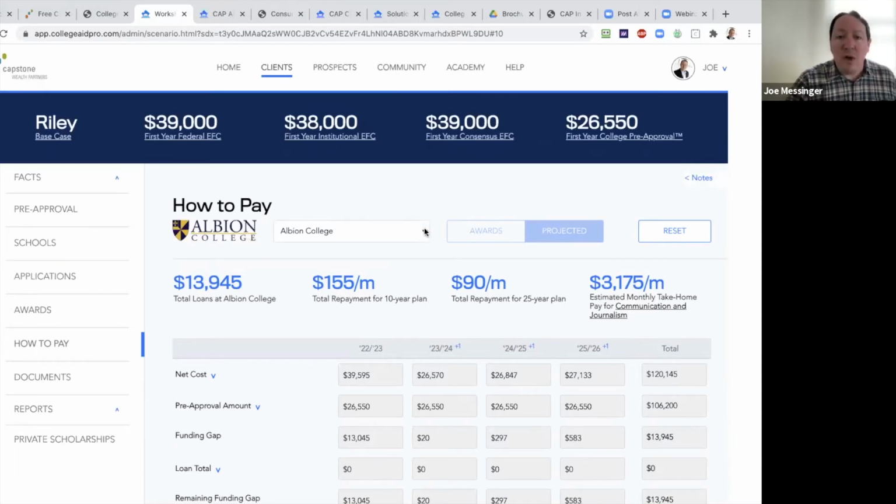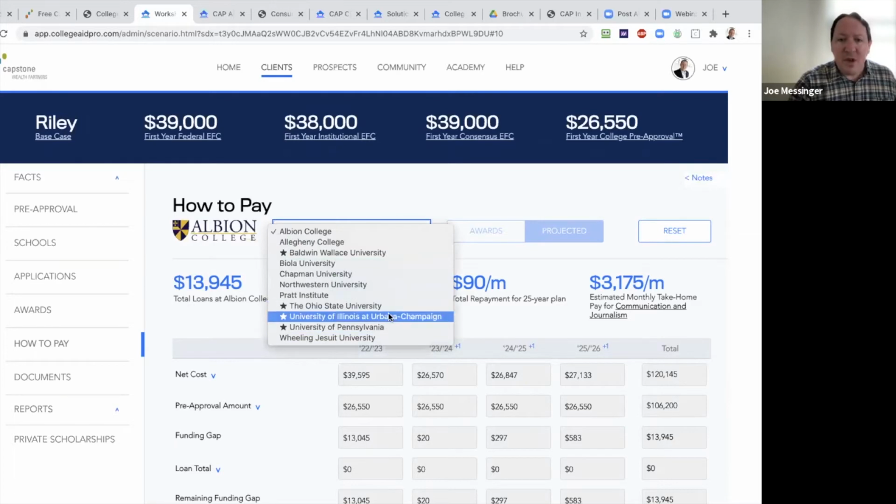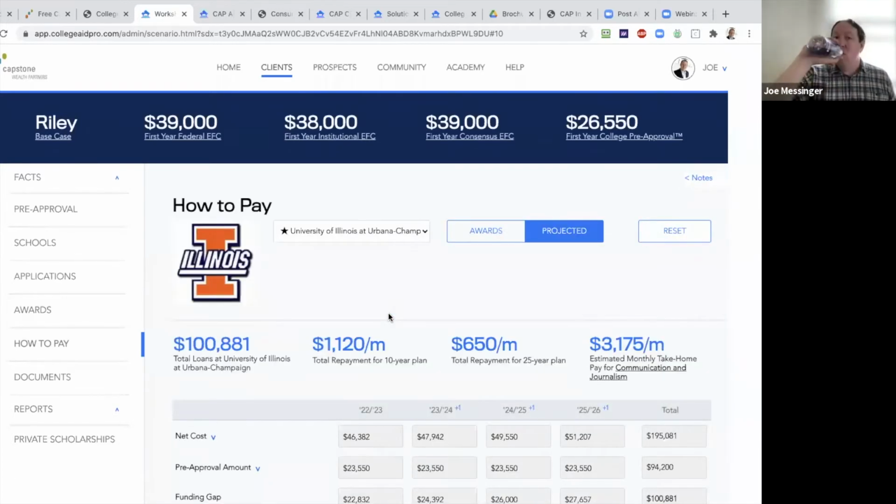So when we look at this list, if I said, look, top choice is University of Illinois, I'd say that's awesome. It's a great school. It's a phenomenal school, especially certain programs, right? But look at the outcome here.